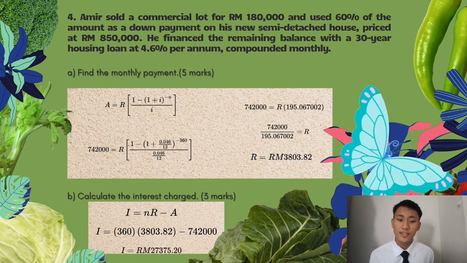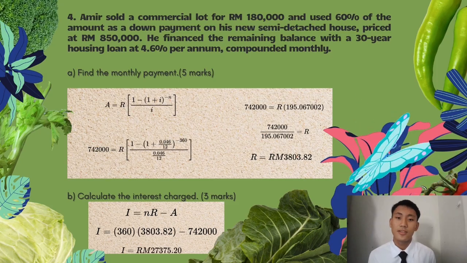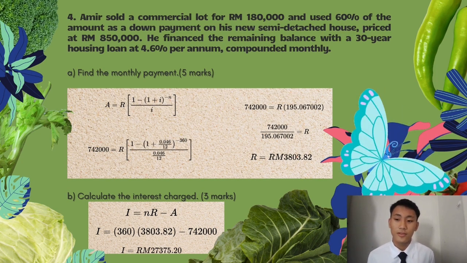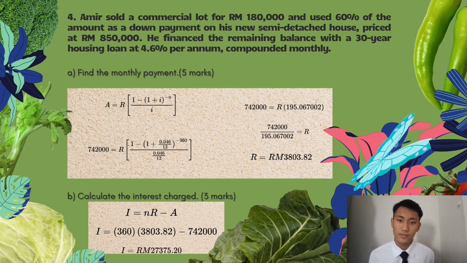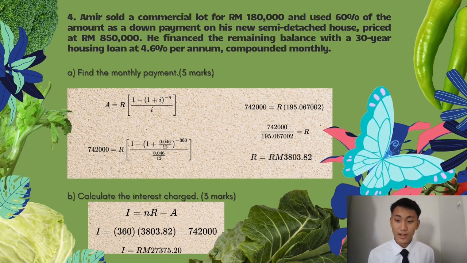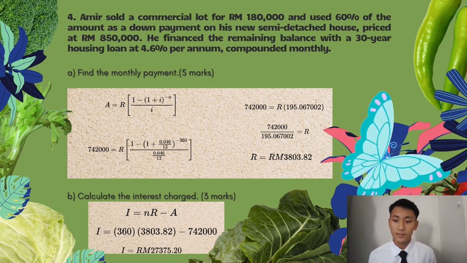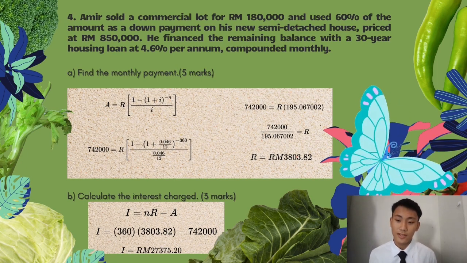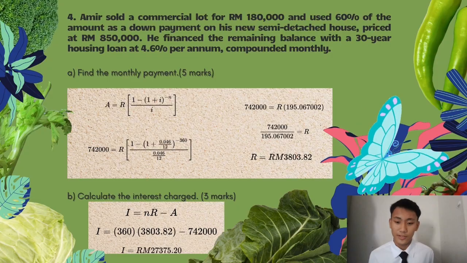Which we get 740,000 divided by 195.067002. The answer would be 3,803.82 ringgit, which is the monthly payment.